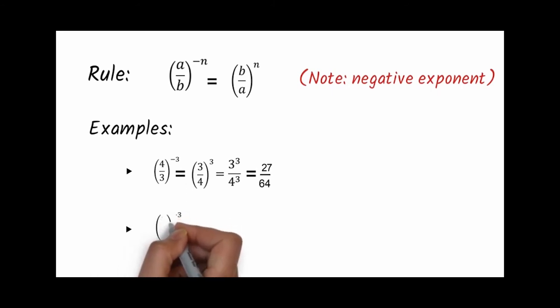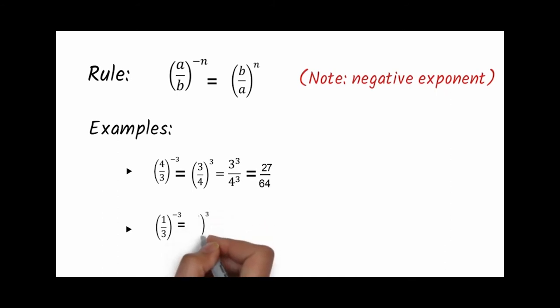Now let's look at another example. We have a fraction 1 over 3, the whole thing raised to the power of negative 3. And we want to evaluate it. Okay. So our first step is to convert the negative exponent into a positive exponent. So that means we're going to invert the base fraction. The inverse of 1 over 3 is 3 over 1. So the whole thing becomes 3 over 1 raised to the power of 3.